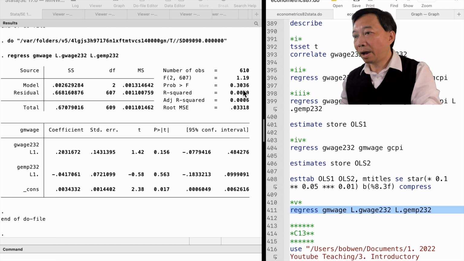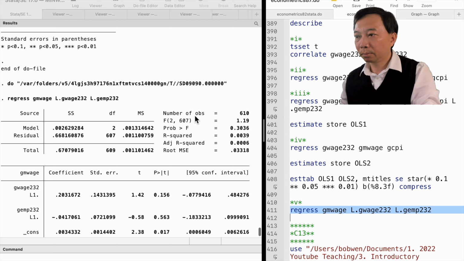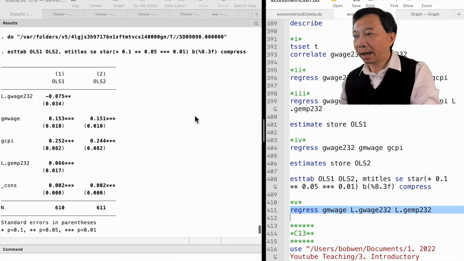The two lagged variables cannot explain the outcome variable. The federal minimum wage is almost uncorrelated with the lagged wage and employment. So when the two lagged variables are added to the model, it does not substantially change the coefficient on the federal minimum wage, although they are significant in the model.